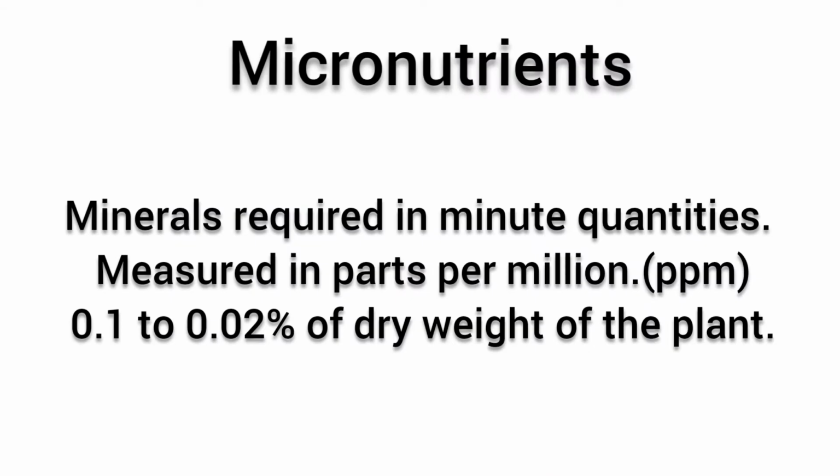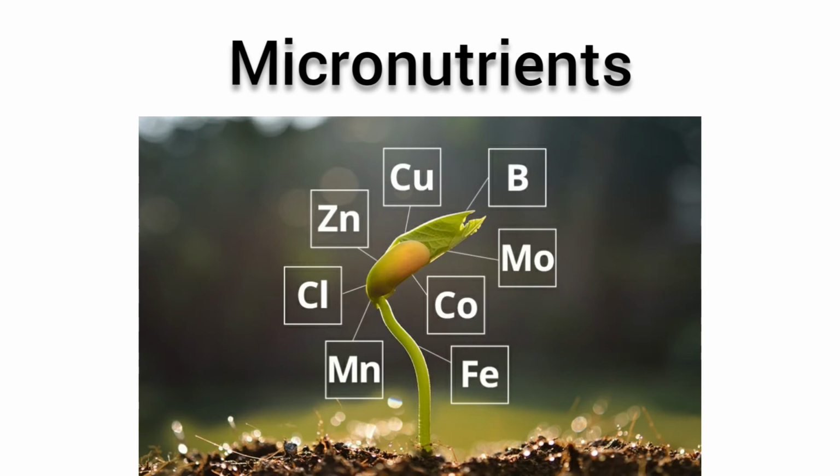The minerals that are required in very minute quantities are called the micronutrients. These are measured in parts per million, ppm. ppm is the way of expressing very dilute concentrations. So, micronutrients are required in 0.1 to 0.02% of the dry weight of the plant. Boron, manganese, chlorine, iron, zinc, copper, nickel, and molybdenum are examples of micronutrients. Micronutrients are also called trace elements.